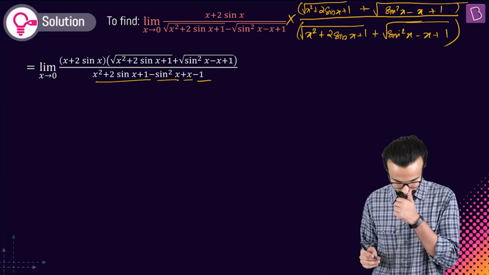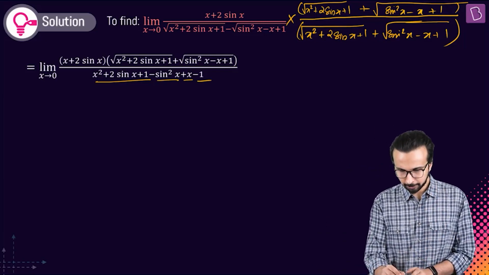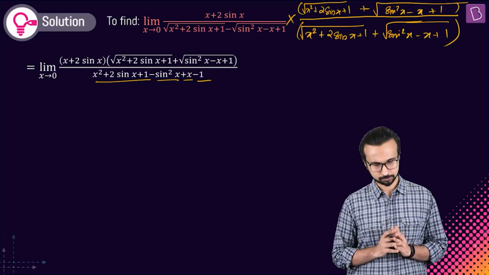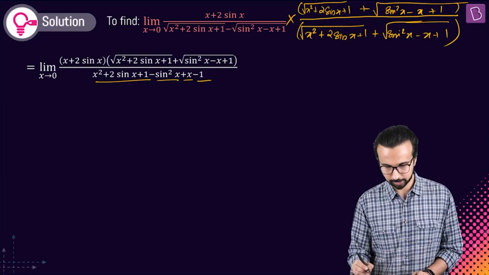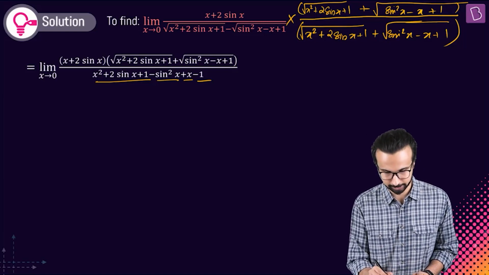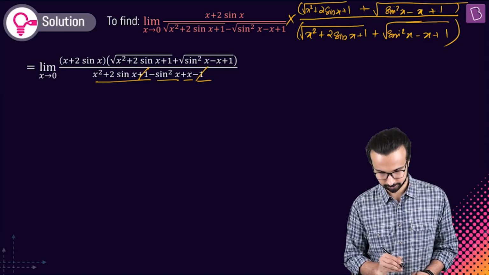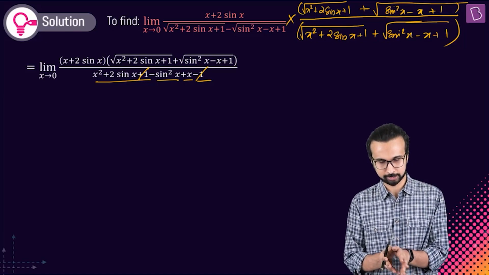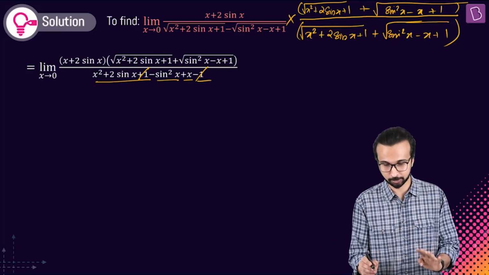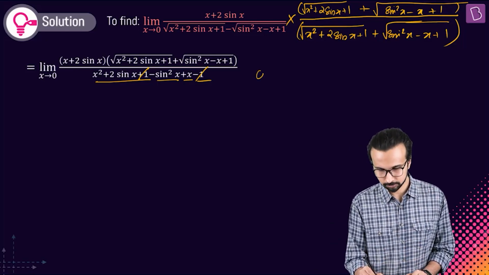Okay. Now, when we put x tending to 0, what are we getting now? In the denominator you are getting 0 for sure. This plus 1 is there, this minus 1 is there. They'll cancel out. But all other terms, x square, x, sine square x and 2 sine x, all will become 0. Denominator is 0.